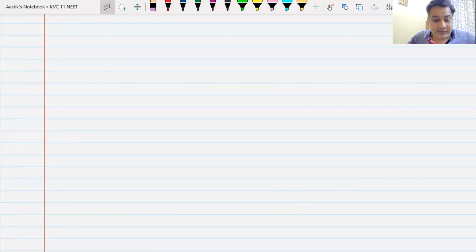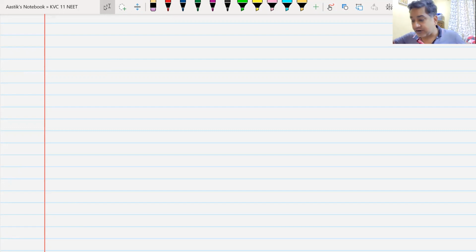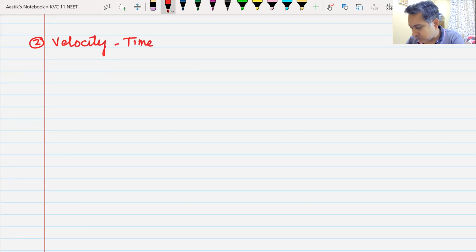The next heading will be velocity time graph. So please write the next heading, which is velocity time graph. I hope everyone is there in the class. Yes or no? Second type of graphs are velocity time graphs, or velocity time graph.